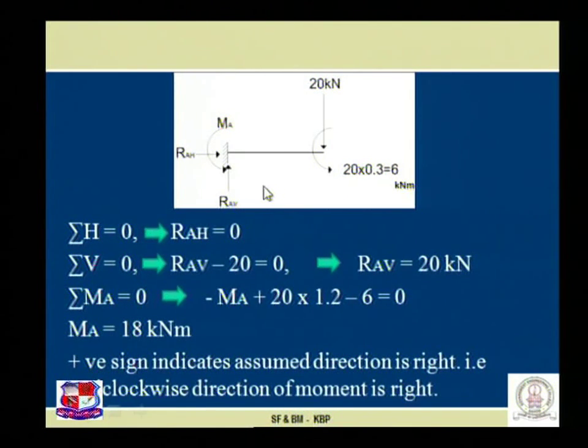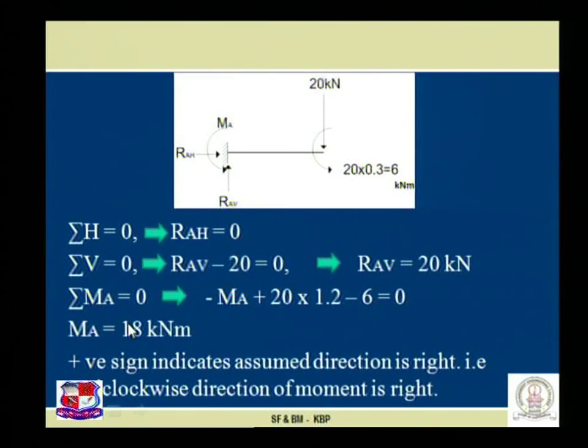Step number 1, as usual, find out the support reactions. Sigma H is equal to 0. No horizontal force is acting in the system, so RAH is equal to 0. Sigma V is equal to 0. Then the two forces, the reaction as well as this 20 kN load, are acting along the system. So RAV is 20 kN. There is no contribution of this 6 kN·m to RAV, because it is a concentrated moment acting over here at B.